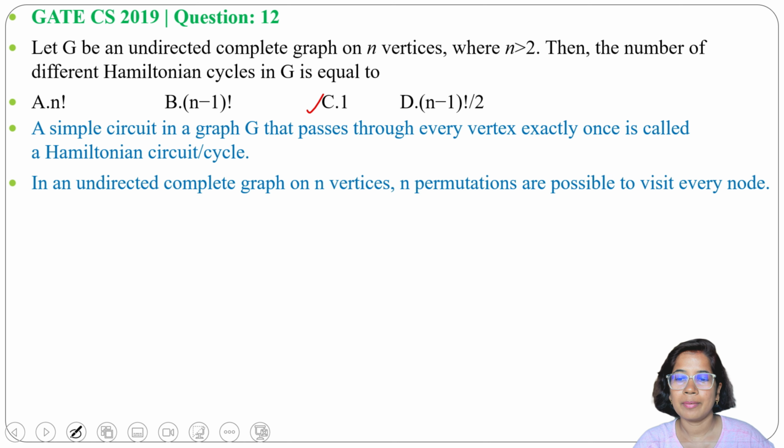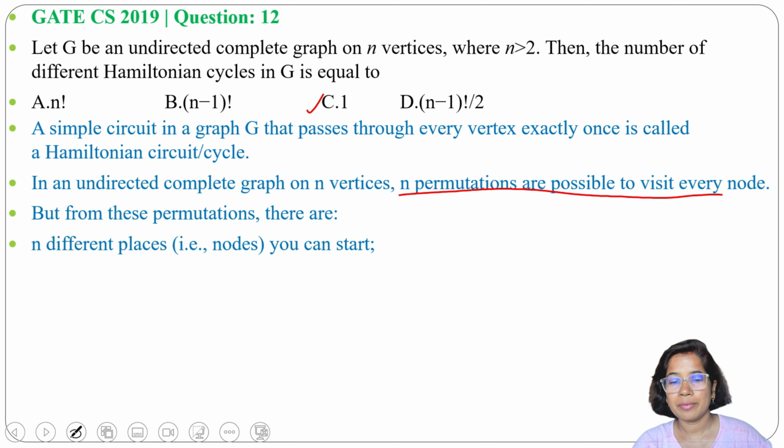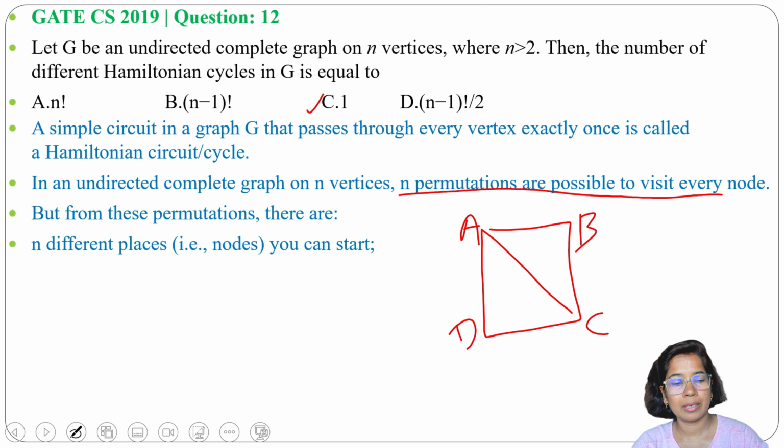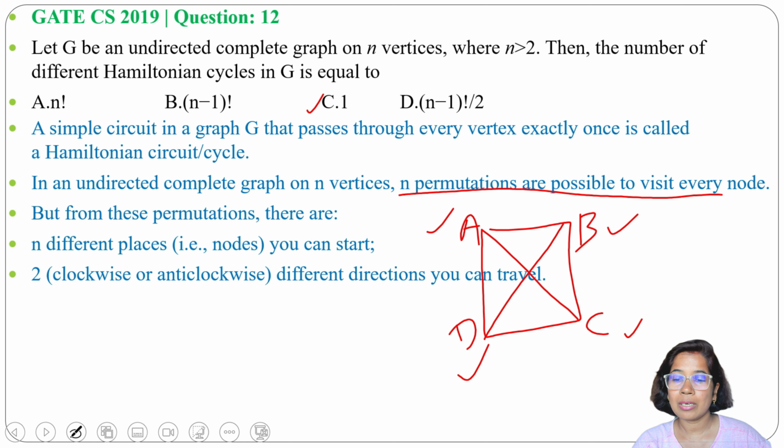Now check for labeled. In an undirected complete graph on n vertices, n factorial permutations are possible to visit every node, right? But from this permutation, you can start at n different places. Suppose there are 4 vertices A, B, C, D, and it's a complete graph, so every vertex is adjacent to every other vertex. Then there are 4 different places, like you can start from A, or B, or C, or D. And there are also 2 different directions you can travel.